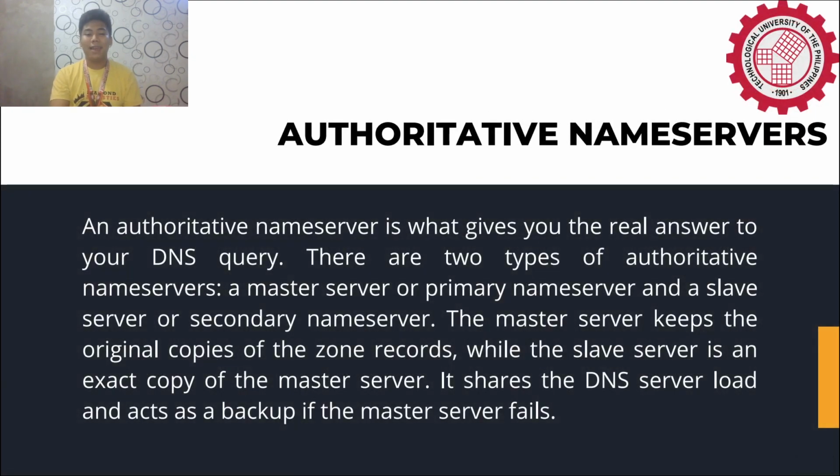And lastly, we have authoritative name servers. An authoritative name server is what gives you the real answer to your DNS query. There are two types of authoritative name servers, namely a master server or primary name server, and the second one is a slave server or the secondary name server. The master server keeps the original copies of the zone records, while the slave server is an exact copy of the master server. It shares the DNS server load and acts as a backup if the master server fails.